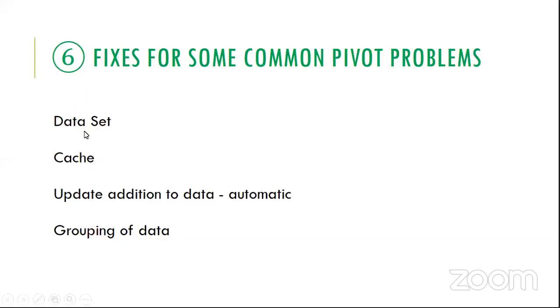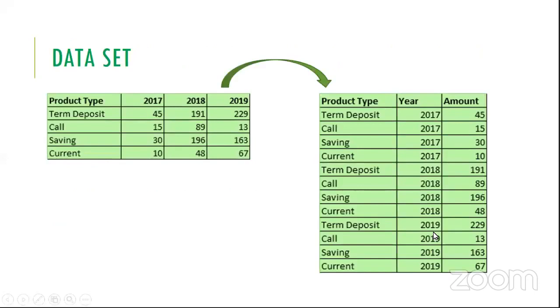So these are some of the problems that we face, and I just want to discuss these. The first one is data set. Second is about cache. Another one is about update addition to data. We can do that manually, and we can also do that automatically. And the last one is about grouping of data. So let's move on to the first one, data set.